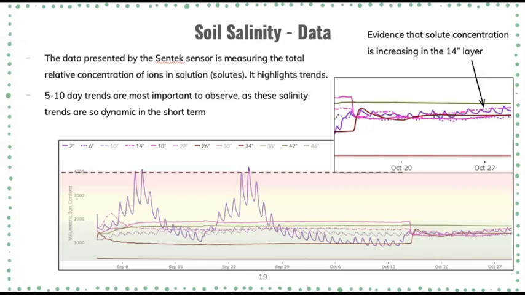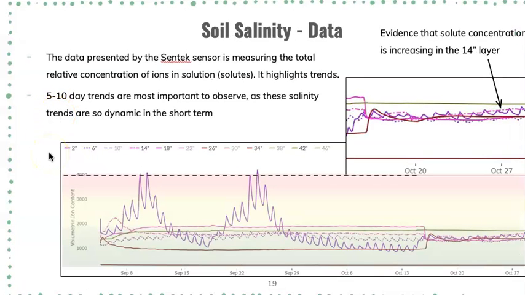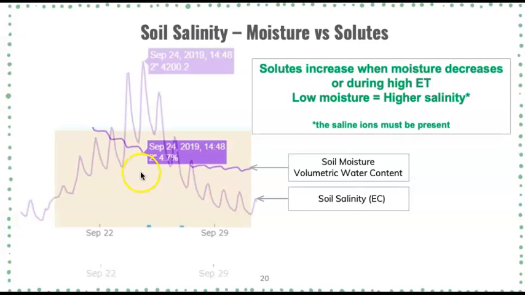Because these changes are so dynamic, really the best thing to look at is the 5 to 10 day salinity trends. This purple line that is showing so much variability is the 2-inch mark, and this bottom line here is the 26-inch mark. This graph here is overlaying our soil moisture with our soil salinity to see what we can expect as moisture goes up and down.